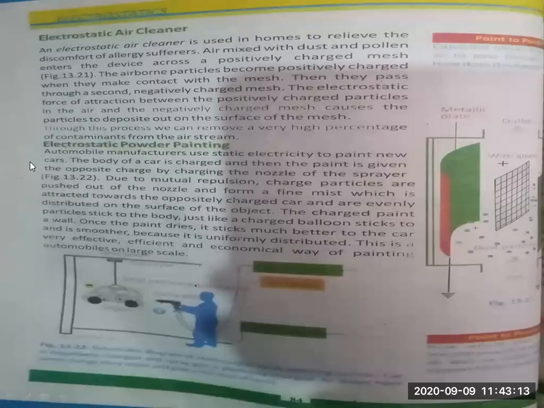Electrostatic powder painting. Automobile manufacturers use static electricity to paint new cars. What is the principle? The body of the car is charged and then the paint is given the opposite charge by charging the nozzle of the sprayer. They charge the nozzle of the sprayer and it will expel positive charge, and the car has a negative charge.